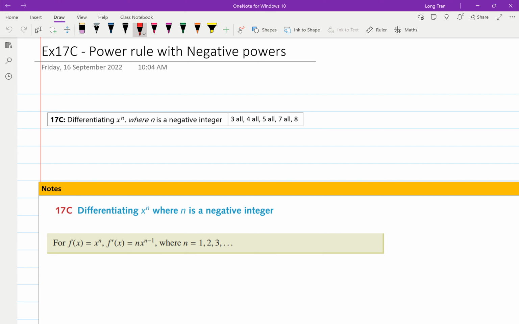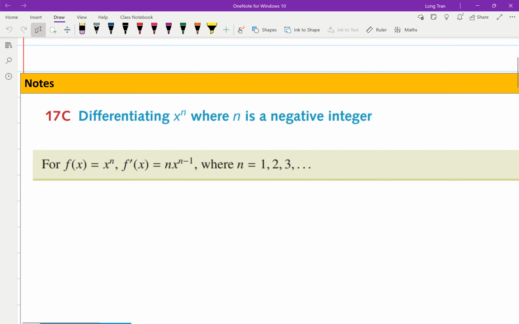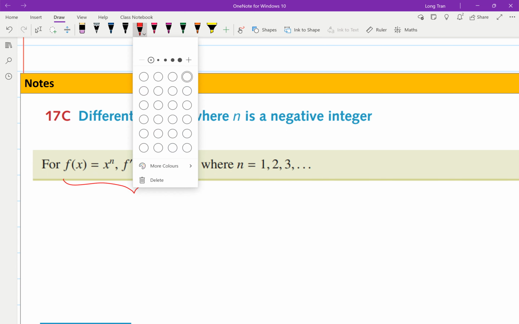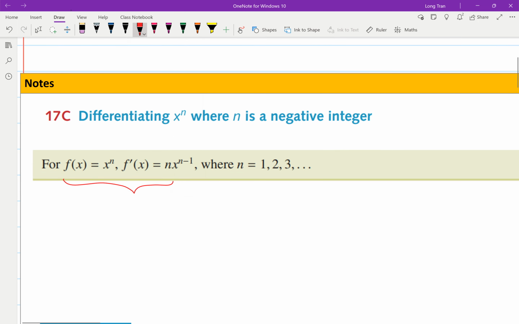Oh, it is there too. Sorry. Yeah, it is right there. That is the power rule. This is your power rule, and I'm just going to change the thickness. This is your power rule.